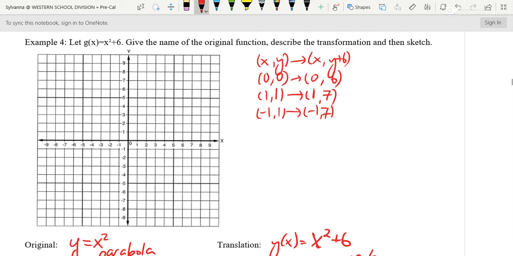And then now we can just graph this. So 0, 6, 1, 7, negative 1, 7. I can connect those dots and extend a bit. And that's our x squared plus 6 graph.